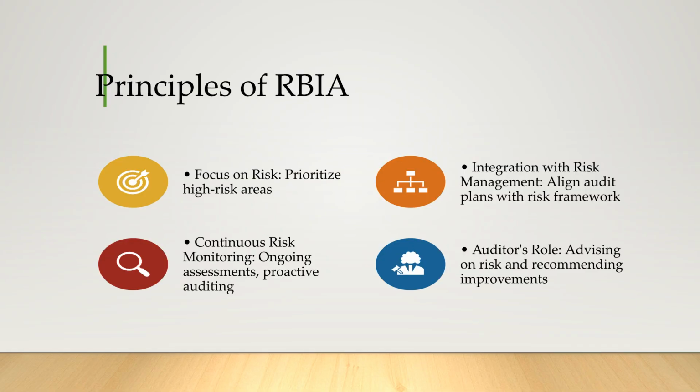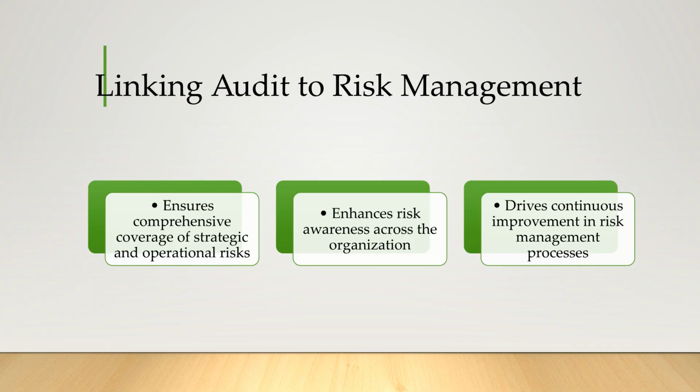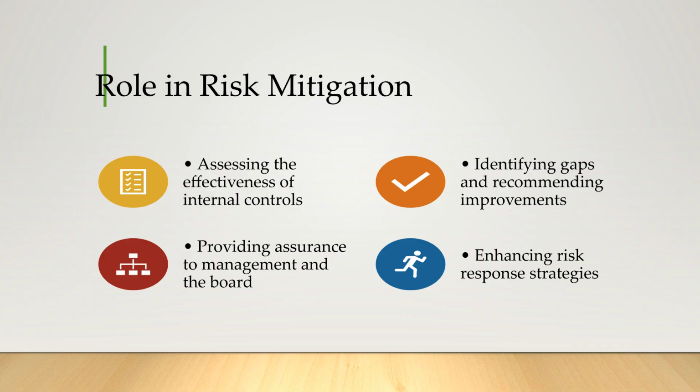The principles of RBIA include focusing on risk by prioritizing high-risk areas and integrating with risk management through aligned audit plans. It requires continuous risk monitoring, and the auditor's role is to advise on risk. Linking audit to risk management ensures comprehensive coverage of strategic and operational risks. This connection enhances risk awareness across the organization and drives continuous improvement in risk management processes. The role in risk mitigation involves assessing the effectiveness of internal controls and identifying gaps. This provides assurance to management and the board while enhancing risk response strategies.